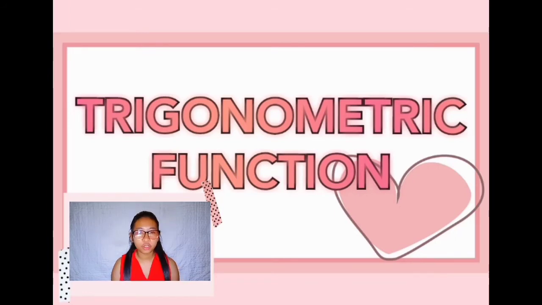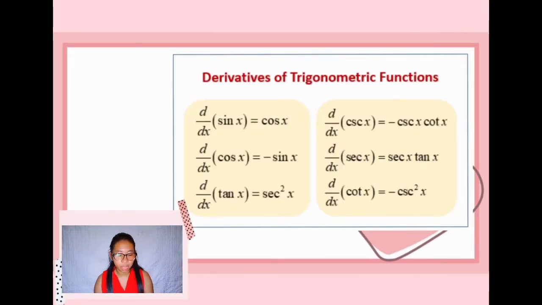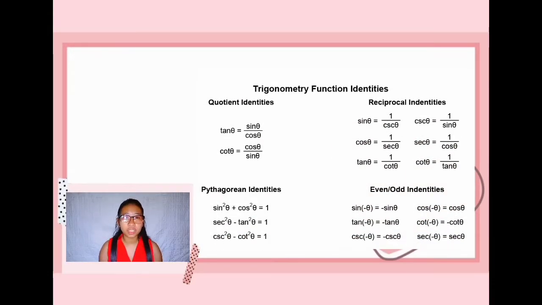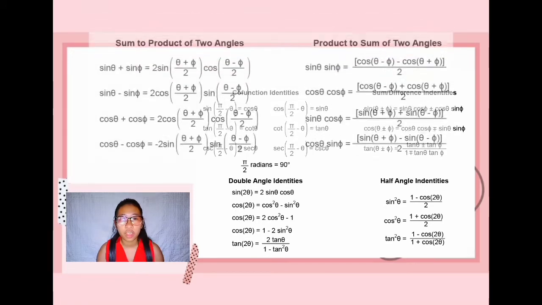And for the trigonometric function, you need to memorize or at least familiarize the derivatives of trigonometric functions. The derivative of sine x is cosine x. The derivative of cosine x is negative sine x. The derivative of tan x is equal to secant squared x. The derivative of cosecant x is equal to negative cosecant x cotangent x, while the derivative of secant x is equal to secant x tan x. The derivative of cotangent x is equal to the negative cosecant squared x. You also need to know the trigonometric identities and simplifying trigonometric functions.